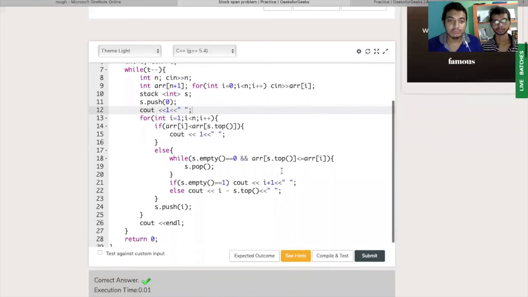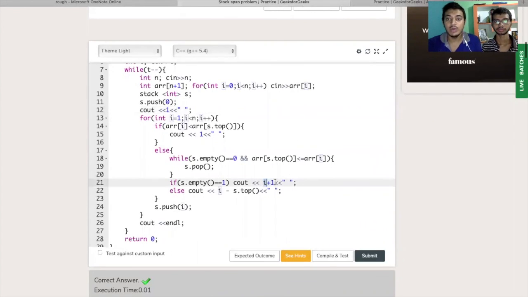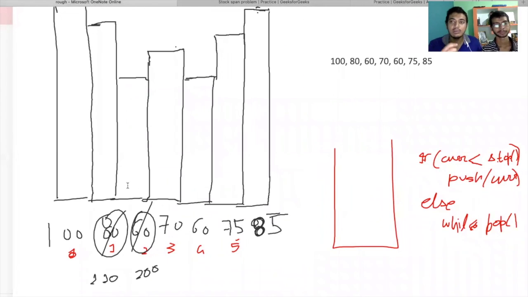Actually, we'll not do i directly, we'll do i plus 1. Why? Because in C++ we have zero-based indexing. So for example, for 110, the answer will be 2: itself and the left element 100. What's the index of the element 110? It is 1. So the answer will be i plus 1, so 1 plus 1, 2.